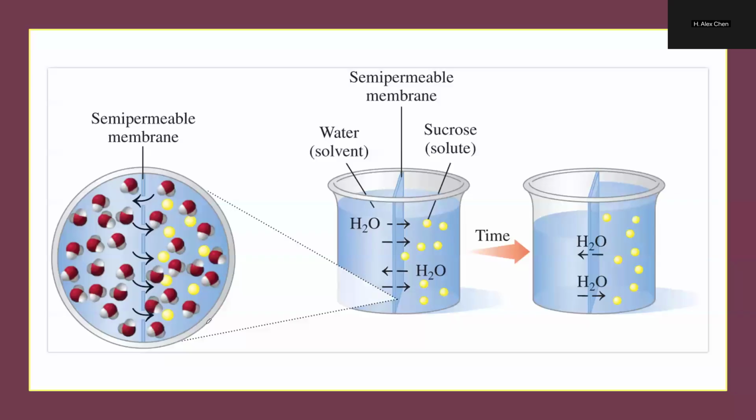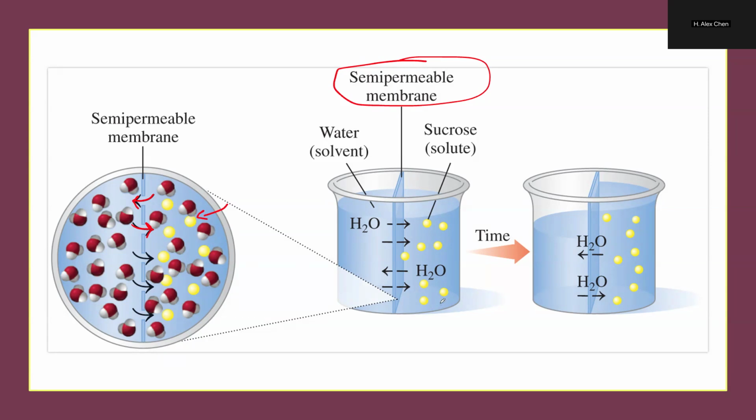Let's consider a case where you have an osmosis apparatus. Here I have a beaker. In the center of the beaker, I have a semi-permeable membrane. A semi-permeable membrane is a membrane that allows water molecules to pass through to both sides very easily. But at the same time, solute particles, those yellow spheres over here, cannot pass. So a solvent can pass a semi-permeable membrane, but a solute cannot pass.